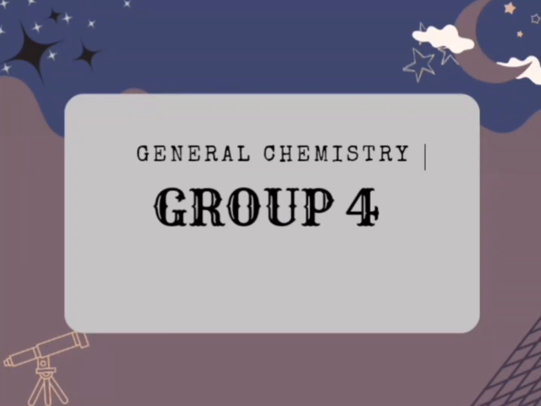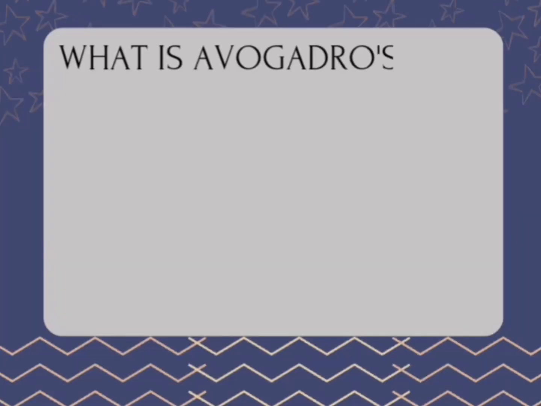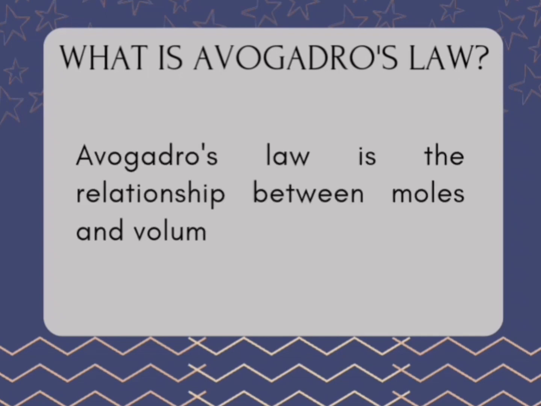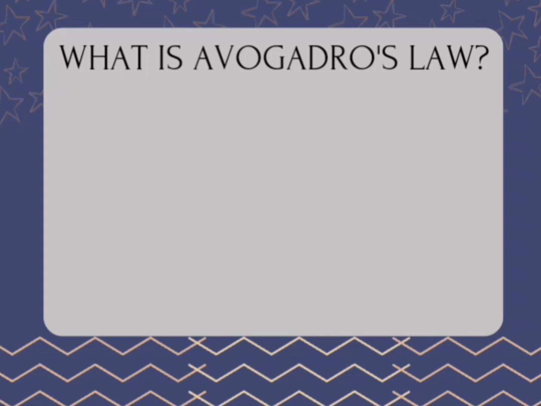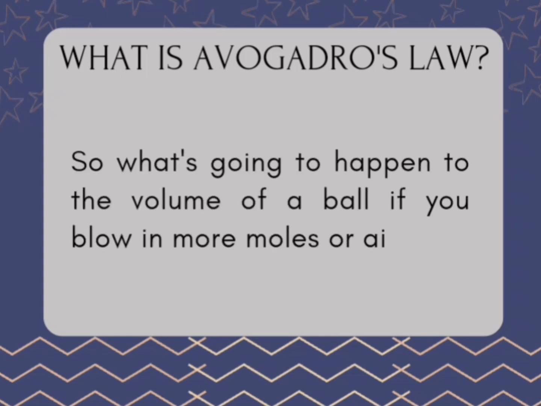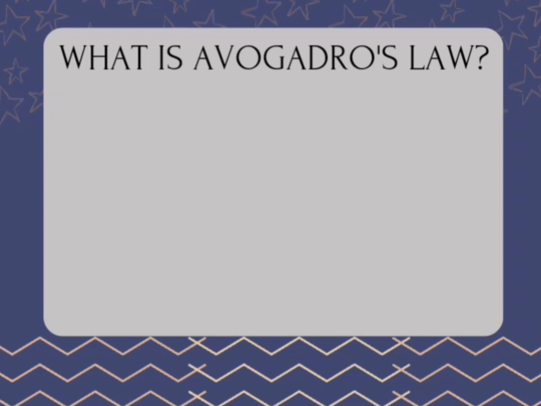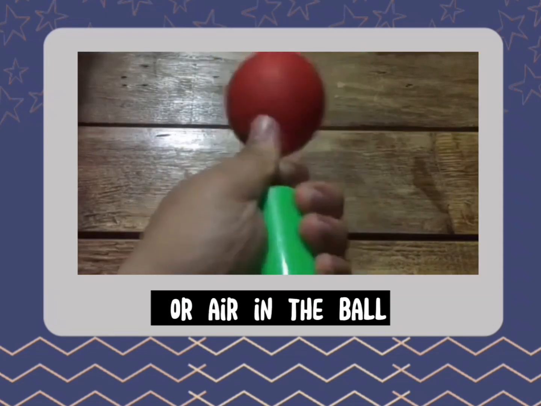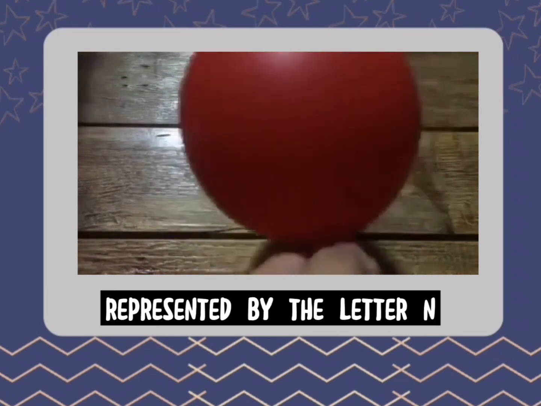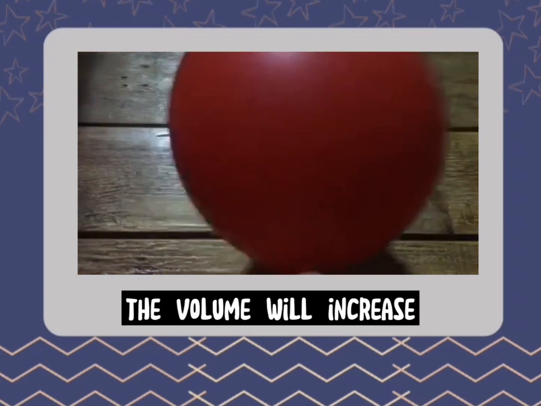Today we are going to talk about Avogadro's law. What do you think is the main idea of Avogadro's law? Avogadro's law is the relationship between moles and volume. So what's going to happen to the volume of a ball if you blow in more moles of air? As you increase the number of moles of air, the ball will expand, and as you increase the number of moles, represented by the letter N, the volume will increase.